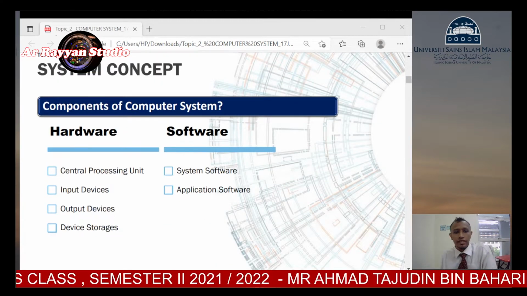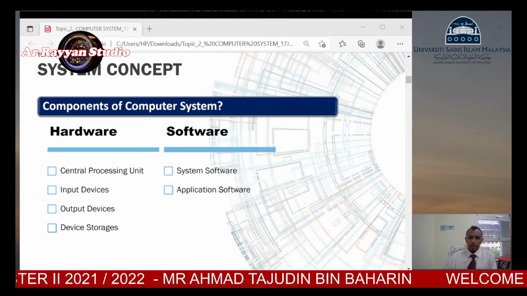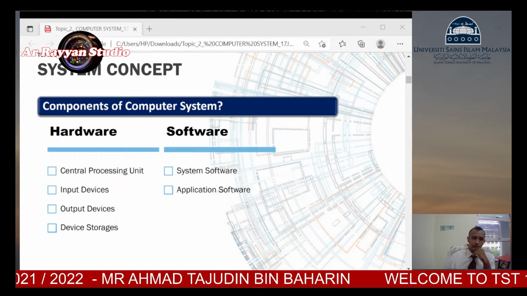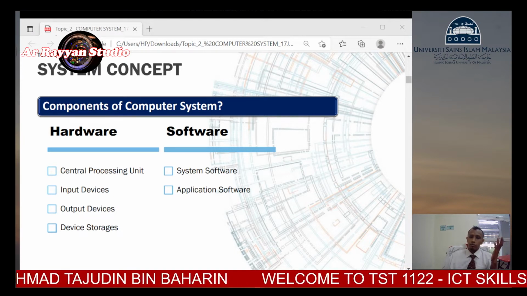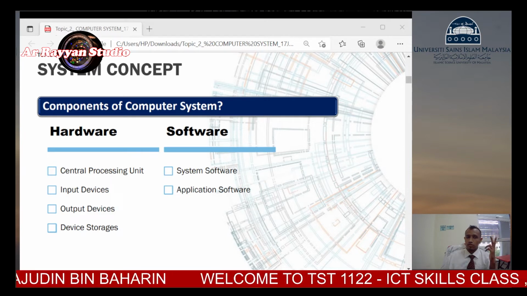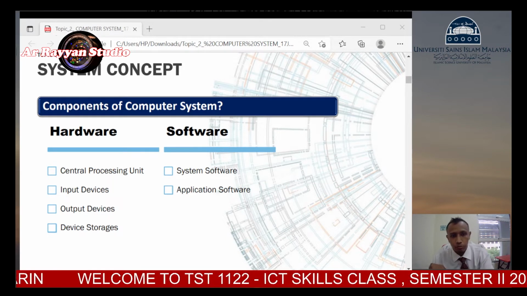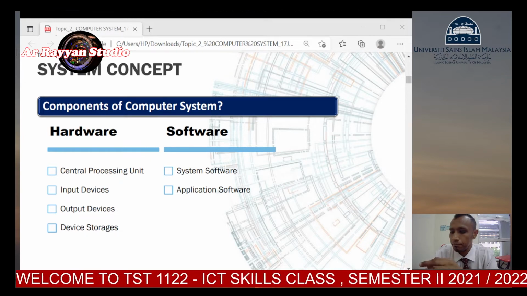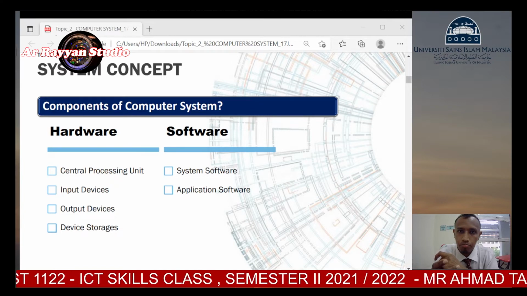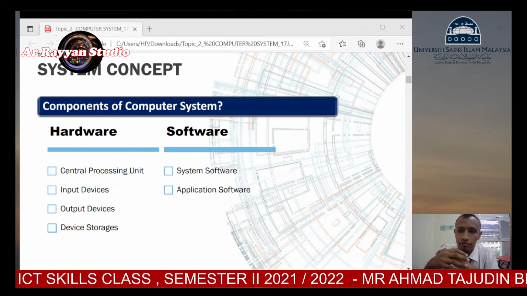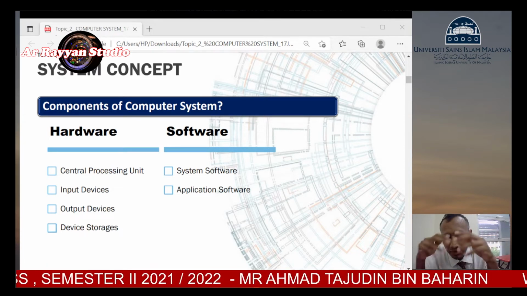Okay, so this is a component of computer system. We have hardware and software. Examples of hardware are the CPU, and then input device, output device and storage device. Alright, so CPU tu apa sebenarnya? What is it? What is CPU actually?